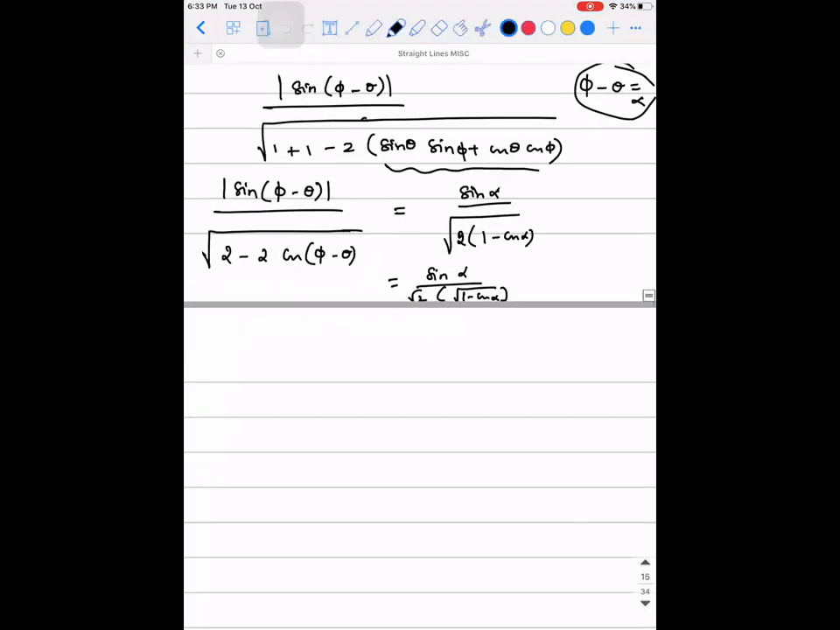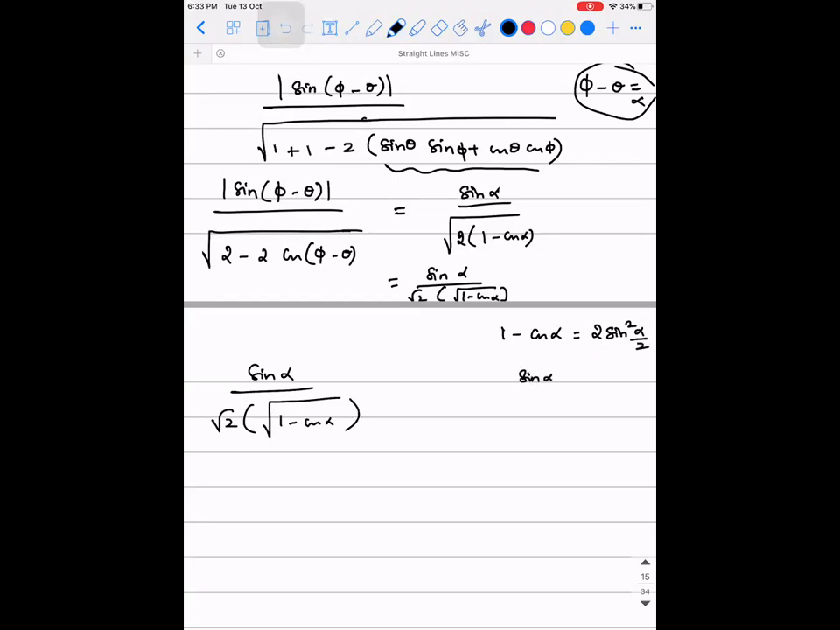So sin alpha divided by, I'm writing the same step again, root of 1 minus cos alpha. So what is the formula for 1 minus cos theta? There is a formula which I told you in trigonometry. 1 minus cos theta is equal to 2 sin square theta by 2.